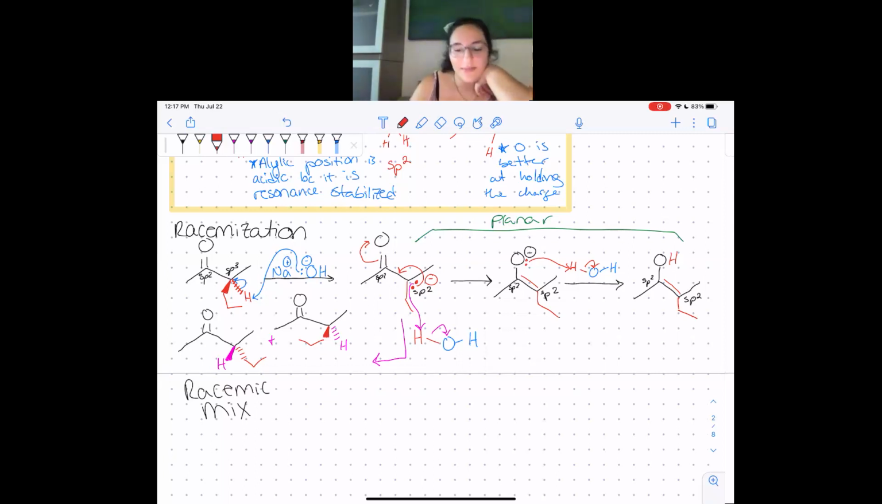So kind of just think about it as the racemization is not a new reaction. It's the exact same thing that's already happening. We know this is going back and forth and back and forth. So if we start with a chiral molecule, when we go about this reaction going backwards, we cannot maintain the stereochemistry because we have sp2 here. So that means we're just going to end up with a racemic mix of our starting material.